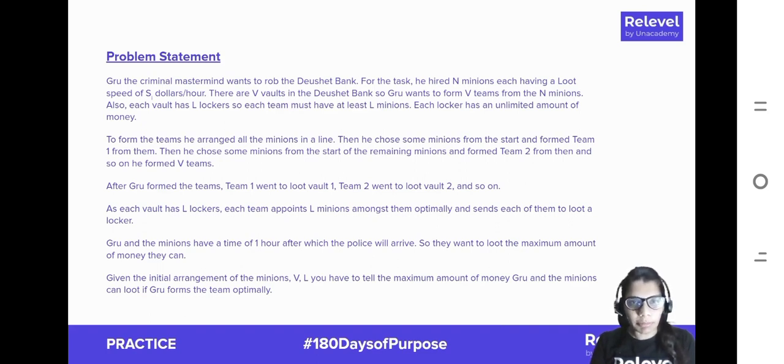Each team appoints L minions amongst them optimally and sends them to loot a locker. So here is the keyword, that is optimally. We need to appoint L minions optimally. Let's just see what it means. Gru and the minions have a time of 1 hour after which the police will arrive. So they want to loot the maximum amount of money they can. Given the initial arrangement of the minions, N, V, L, you have to tell the maximum amount of money Gru and the minions can loot if Gru forms the teams optimally.